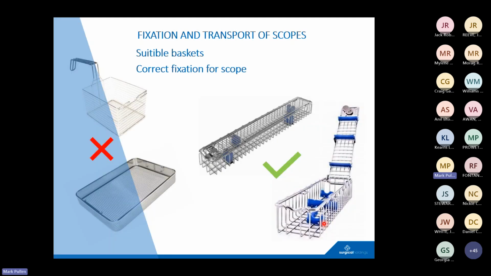Again, making sure your baskets are suitable, you're not just putting them in a basket full of instruments. We've seen arthroscopes put in with mallets, osteotomes, things like that, just rolling around in an open basket. Another thing to look out for is that fixation is different depending on the design of the scope. You wouldn't want to be pushing a 10mm laparoscope into a 5mm fixing because you could potentially damage that scope. So always have a specified basket per scope.